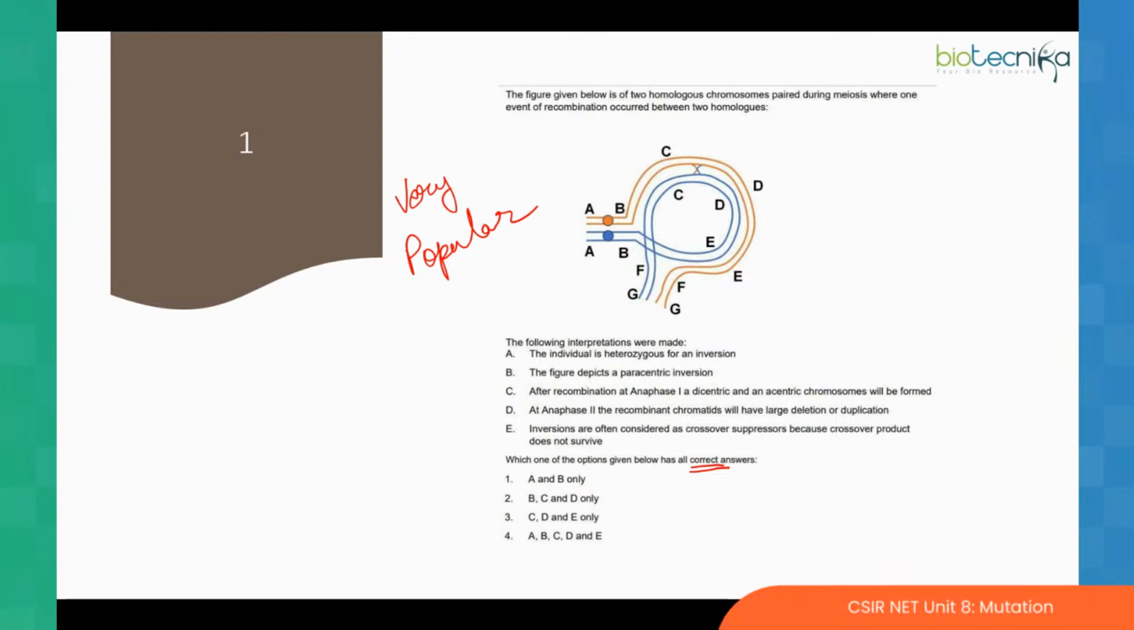Right. So let's have a look at this question. Everyone, please pay attention. This is a kind of question where, first of all, you have to determine whether it is a pericentric inversion or paracentric inversion. Before that, let me tell you where this question is from. The question is coming from inversion.